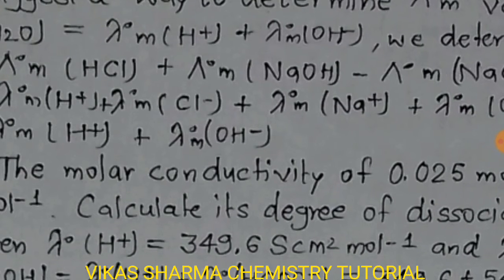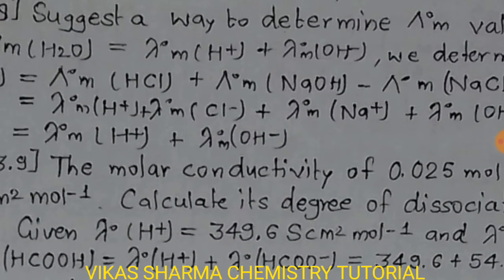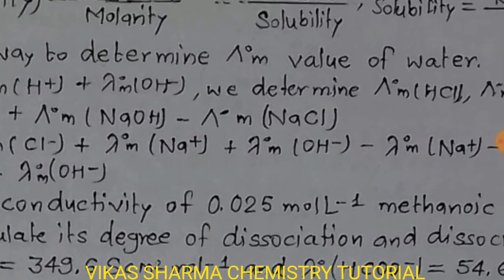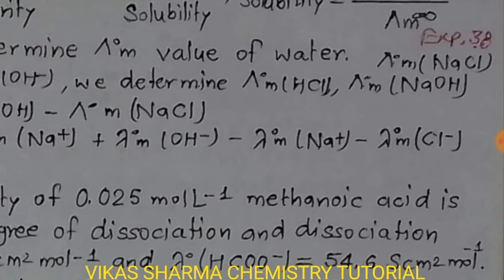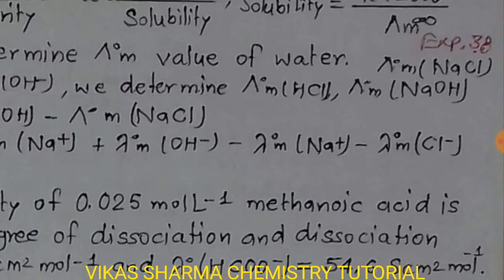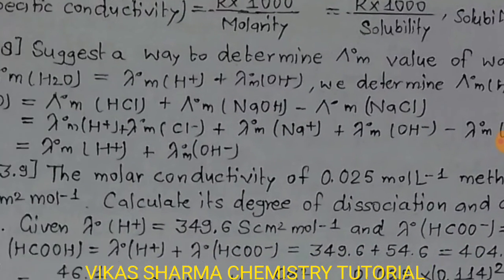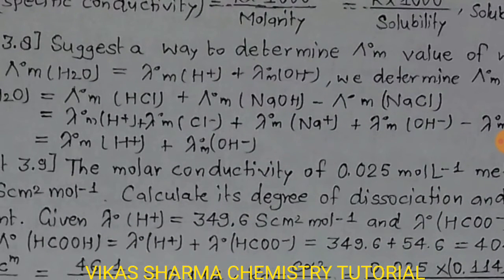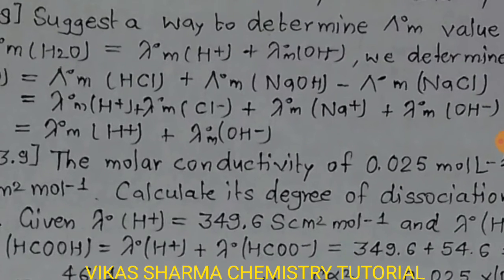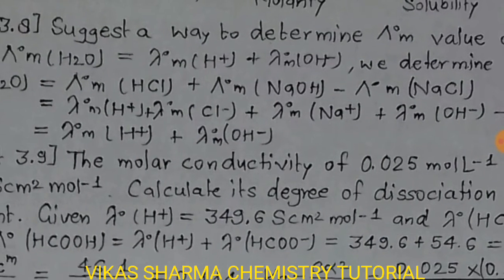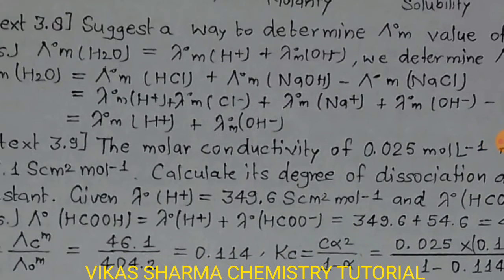We separate into the ion contributions. So lambda m H positive, lambda m chloride ion, plus lambda m sodium ion, lambda m hydroxide ion, and subtract the values of the molar conductance of sodium ion and the molar conductance of chloride ion. So after the calculation, it is equal to lambda m of hydrogen ion plus lambda m of hydroxide ion. It's a very easy question. It's totally based on Kohlrausch's law, the independent migration of ions.